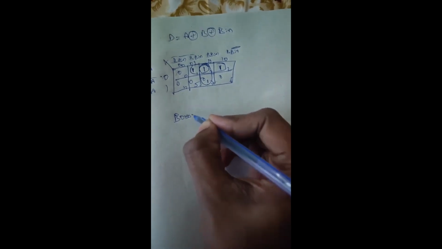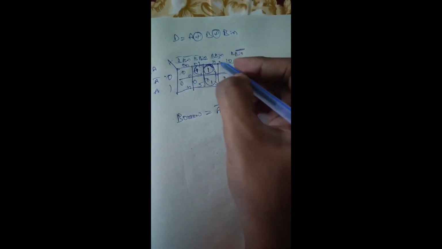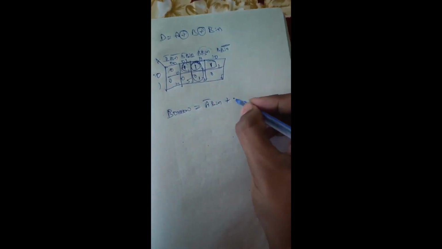So we can write the expression for this. Borrow is equal to: first, in these two, the common is A bar and B in. So A bar B in, plus in this way there is no common on the left side, and the common at the upside is B in, plus here A bar and B. So these are the expressions for the difference and the borrow.